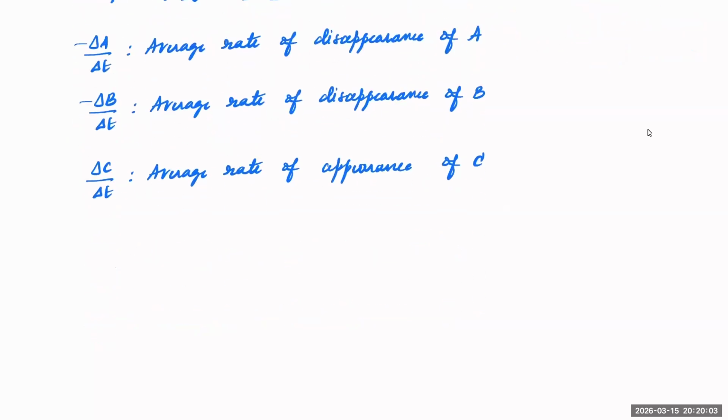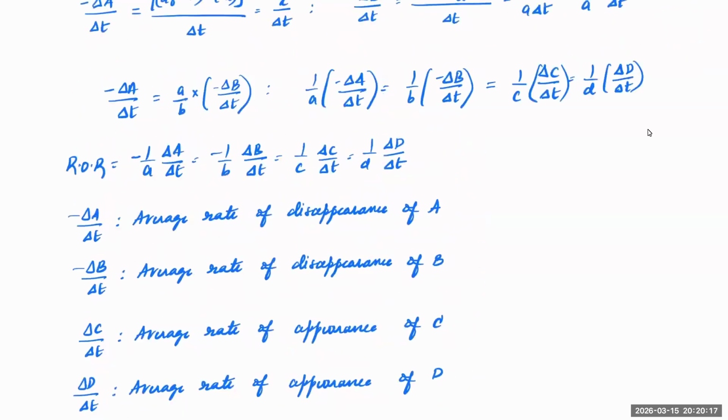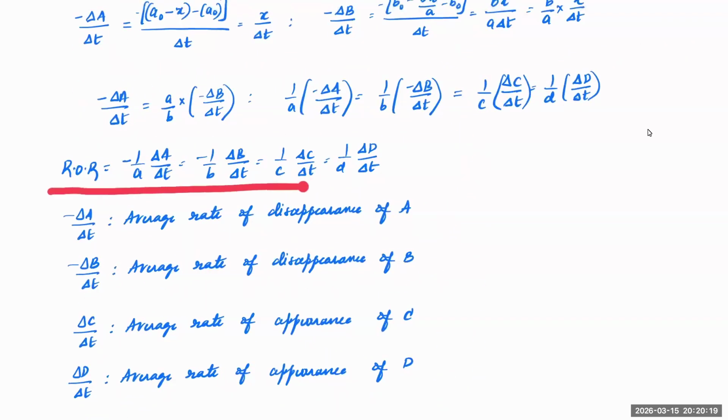Likewise, we can also write that for D. So if we write this as delta D by T, that is for D here. Everybody notice what I have written. This is the rate of reaction, and these are the terms used to describe the rate in terms of A, in terms of B, in terms of C, and in terms of D.